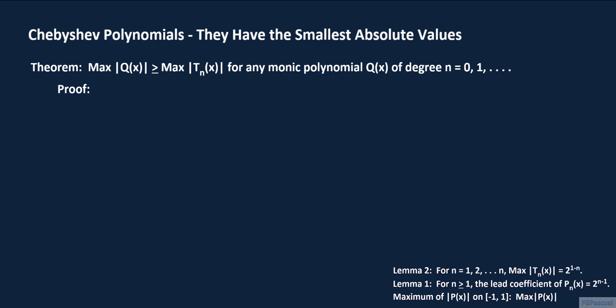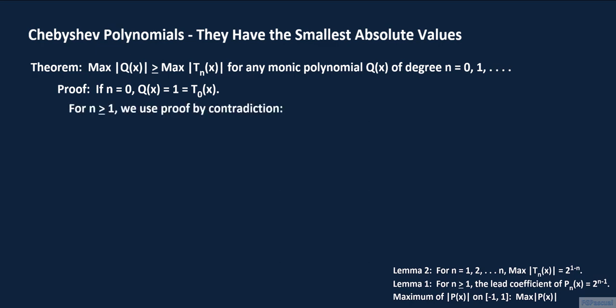And now we prove the main theorem of this lecture. n equals 0 is the trivial case, because the only monic polynomial q of x of degree 0 is 1, to which t sub 0 of x is also equal. For n greater than or equal to 1, we use proof by contradiction. And so we assume that max absolute value of q of x is less than max absolute value of t sub n of x.